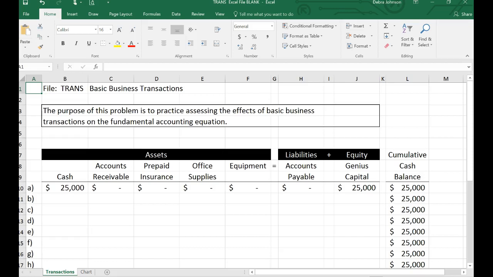On the screen, you'll see the Excel file that I've downloaded from Canvas. You should have the exact same screen on your end, and you should have opened it up inside Excel 2016.